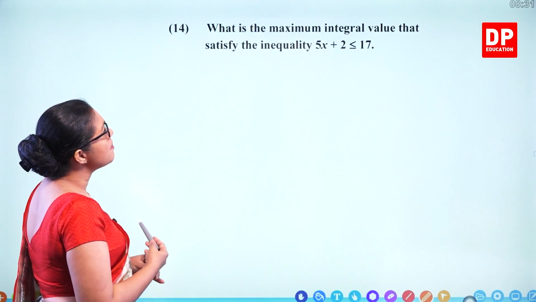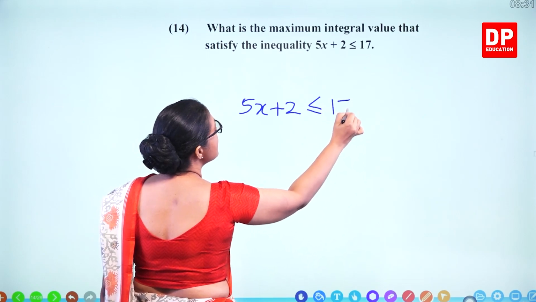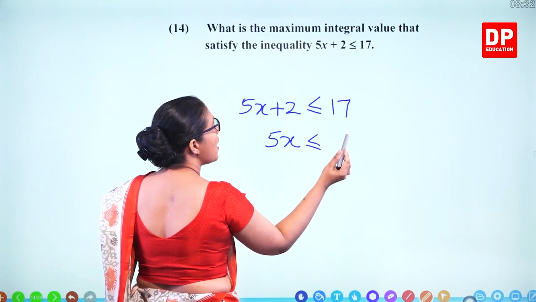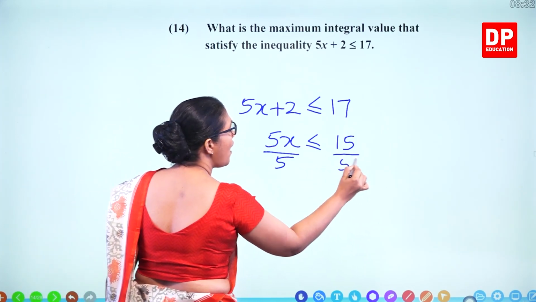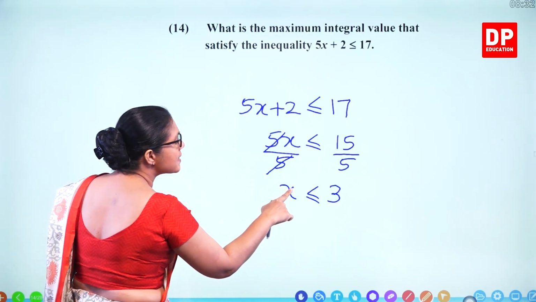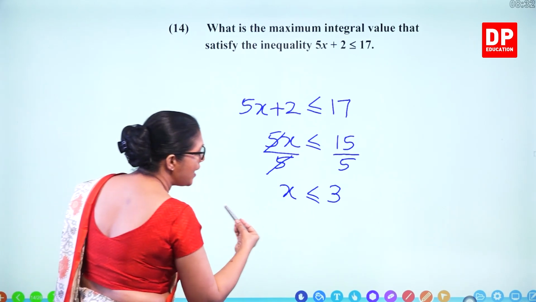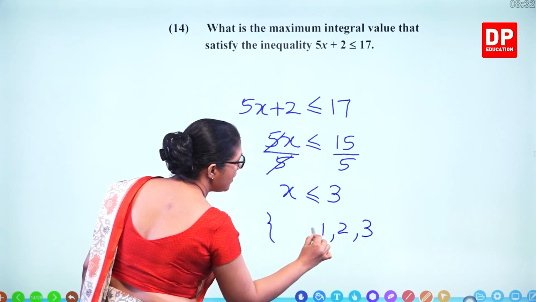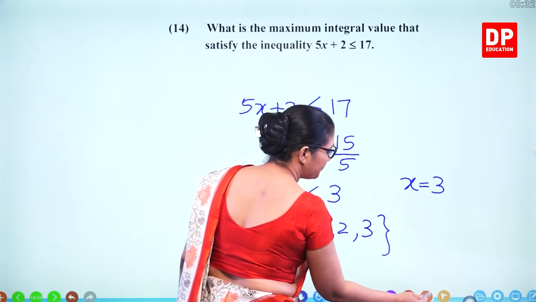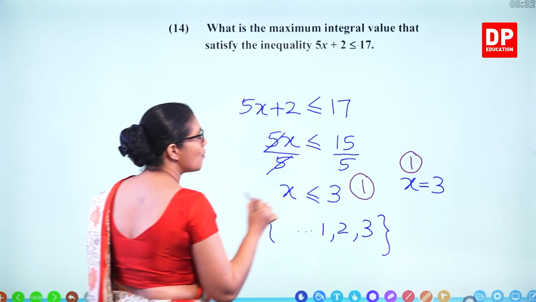Question number 14. What is the maximum integral value that satisfies the inequality 5x plus 2 less than or equal to 17? So this is an inequality. First you have to solve that. Take 2 to the other side: 17 minus 2, 15. Then you can divide both sides by 5. So x is less than or equal to 15 divided by 5, which is 3. So x can be less than or equal to 3, all values less than 3, and 3 is also included. If you write down the numbers, you get 3, 2, 1 like that. What's the maximum value you can get? Maximum value is x equals 3. Identifying the x value gets 1 mark and solving the inequality gets 1 mark.